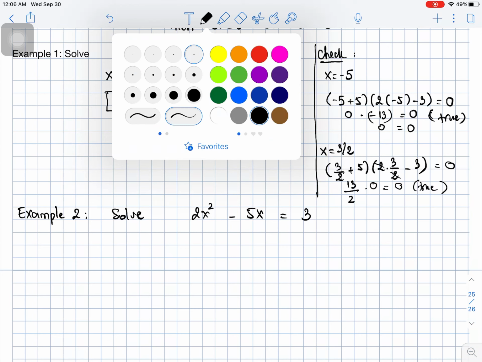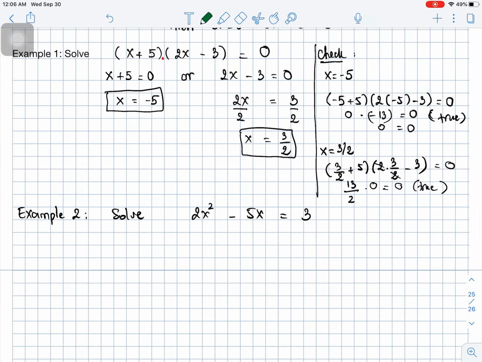Example number 2. We solve for this equation 2x squared minus 5x equal to 3. We notice that we want to get the equation called quadratic equation, ax squared plus bx plus c equal to 0. And then the quadratic equation we want to factor. So we need to have a 0 so that we can apply the zero product property.